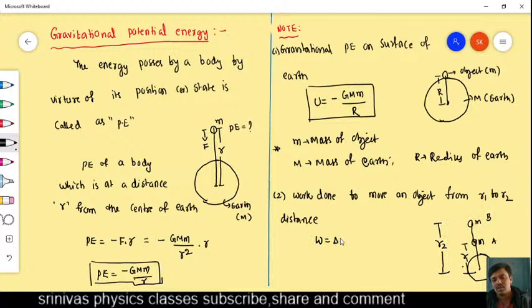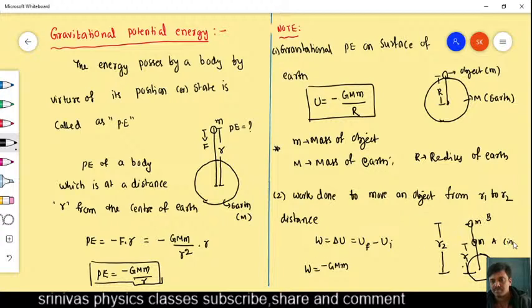That work is equal to the change in potential energy, that is, the final potential energy minus the initial potential energy. You remember it. The potential energy formula is minus GMm by R, where we take R of the final point. Okay, work done to move from A to B.